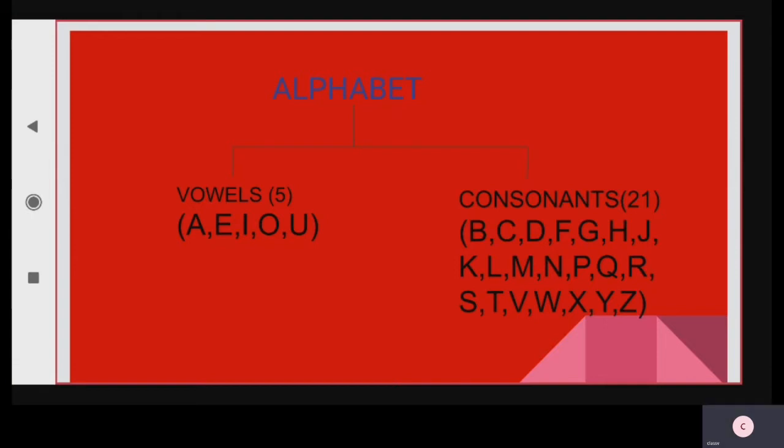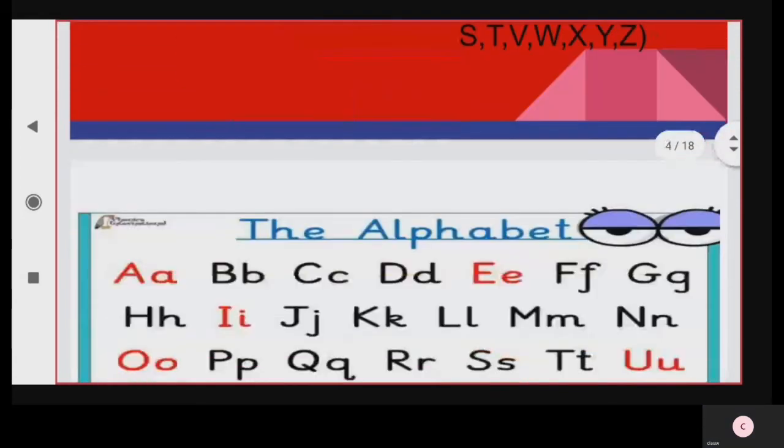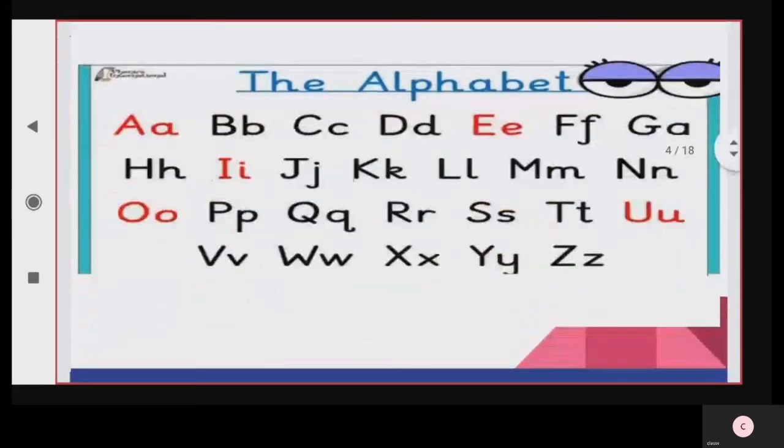So children, when we make the sounds of consonant letters, we block air which is flowing out of the mouth with the teeth, tongue, lips or palate. Next. Look at the alphabet chart on the screen, children. The letters which are in red are vowels, and other letters which are in black are consonants. Next.